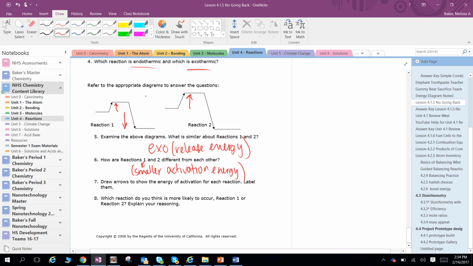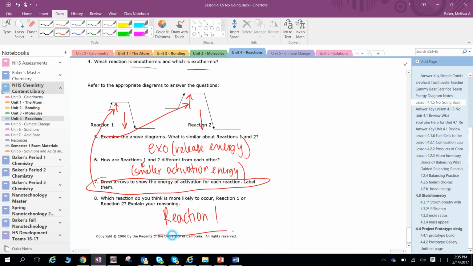You could also say that the second reaction has a larger heat of reaction because it's got a larger difference between the reactants and the products. And then the arrows showing the energy of activation, I drew in here how much energy it takes to get to the top of the mountain. And the one that would be more likely to occur would definitely be reaction 1, right? Because it's got a smaller arrow there, so it takes less energy to get that one going to break the bonds.